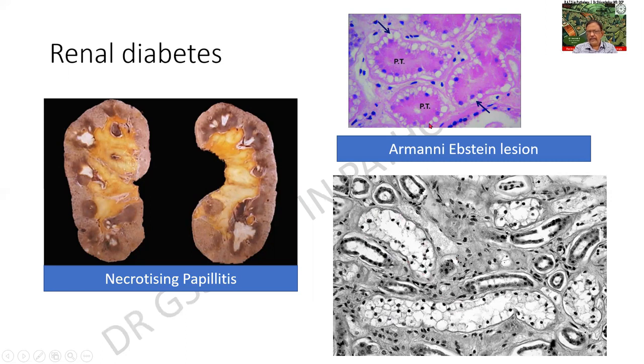This is also reflected in the H&E stain. I find that the tubular epithelium is showing colorless vacuoles. So these lesions are called Armanni-Ebstein lesions. Armanni-Ebstein lesion is one of my favorite questions.